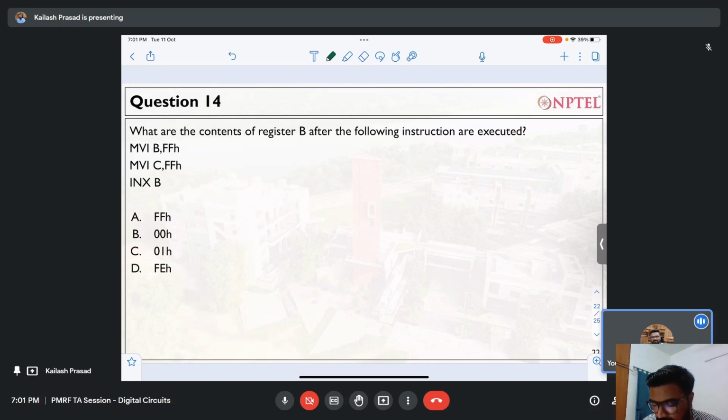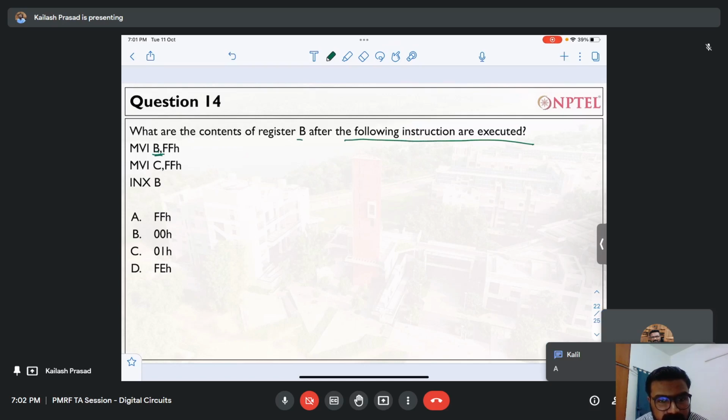this one. What is the content of the register B after the following instructions are executed? It's a very simple one. Please tell me what will be the content of the register B. Quick. Khalil is saying B. What about others? Anybody else? See, after this step, Komal is saying B. So after this step, B equals FF.